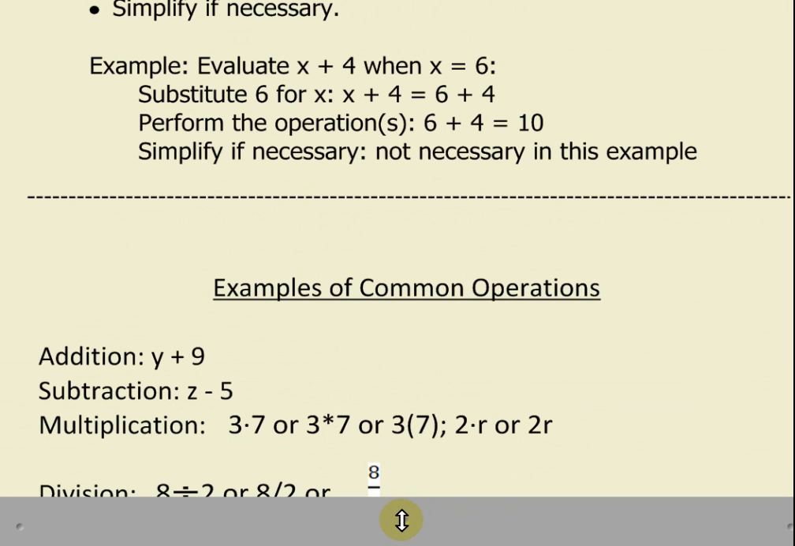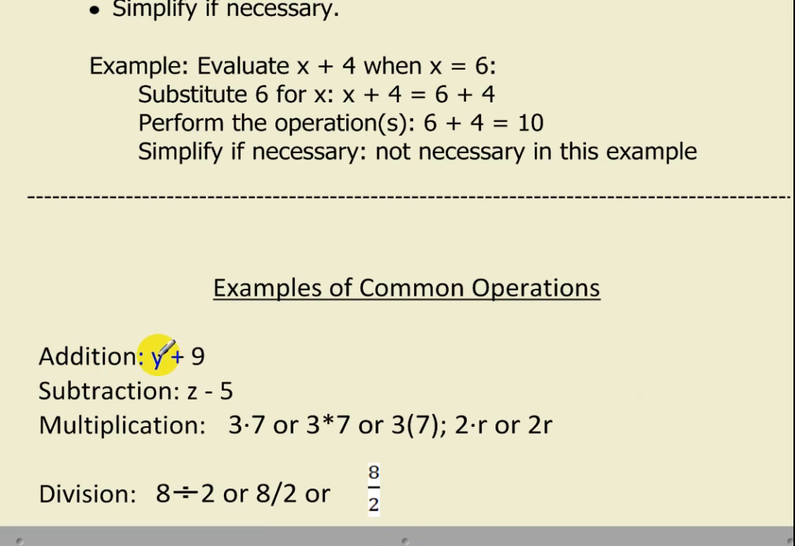So here's some examples of some very basic common operations. Addition, so y plus 9 would be an example of that. Subtraction, z minus 5. Multiplication, notice that we at this point do not want to write 3x7 to represent 3 times 7. We do have some options though. We have the dot, 3 dot 7 means 3 times 7. Computer notation will use an asterisk, so you could see 3 asterisk 7, or you could use parentheses to show multiplication. In the case of a variable, when we have multiplication by a variable, we can show that multiplication with a dot, or even if we wanted parentheses or an asterisk, or more often you'll see simply 2r with no multiplication indicated. So if you see a number next to a variable with no operation indicated, it is multiplication.